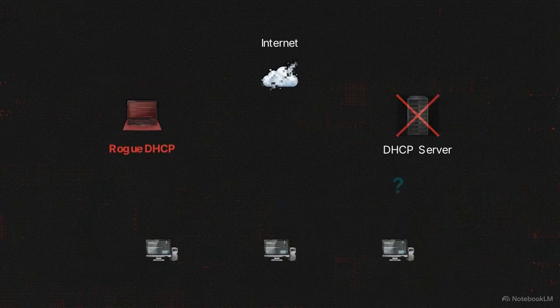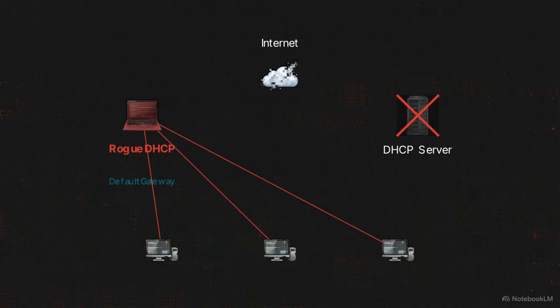Next, they starve the network's IP address pool and stand up a rogue DHCP server. The Dynamic Host Configuration Protocol is the system that automatically assigns network addresses to devices. By controlling this, the attacker assigns their own machine as the default gateway, intercepting all outbound traffic.